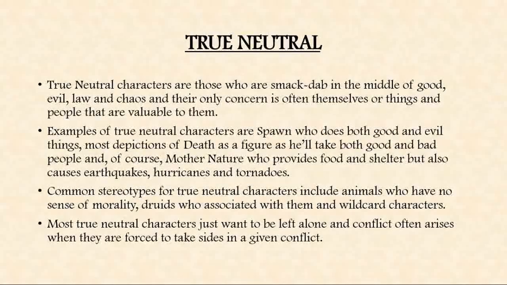True neutral. True neutral characters are those who are smack dab in the middle of good, evil, law, and chaos, and their only concern is often themselves, or things and people that are valuable to them. Examples of true neutral characters are Spawn, who does both good and evil things, most depictions of death as a figure, as he'll take both good and bad people, and, of course, Mother Nature, who provides food and shelter, but also causes earthquakes, hurricanes, and tornadoes.